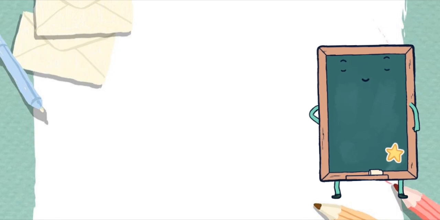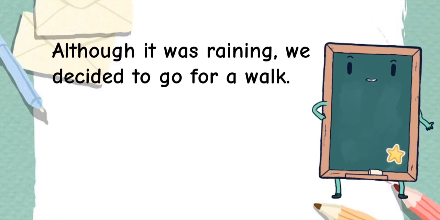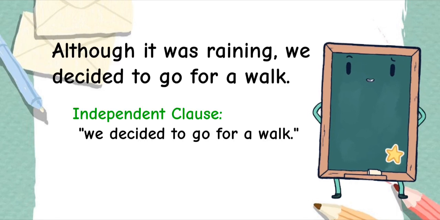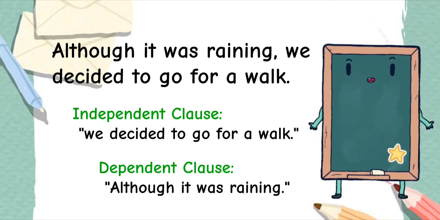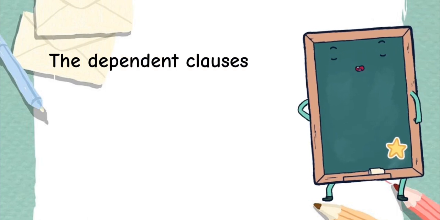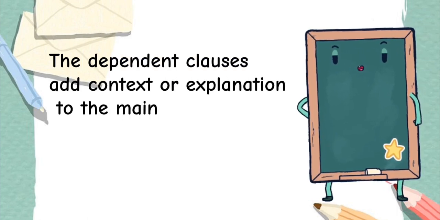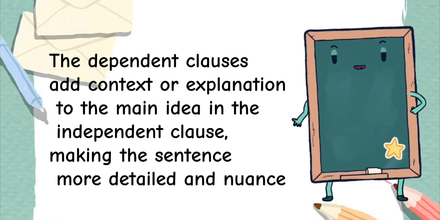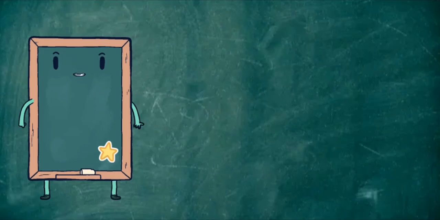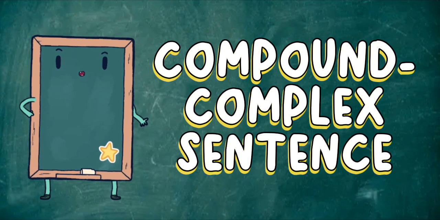Number 2. Although it was raining, we decided to go for a walk. Independent clause. We decided to go for a walk. Dependent clause. Although it was raining. The dependent clauses add context or explanation to the main idea in the independent clause, making the sentence more detailed and nuanced.